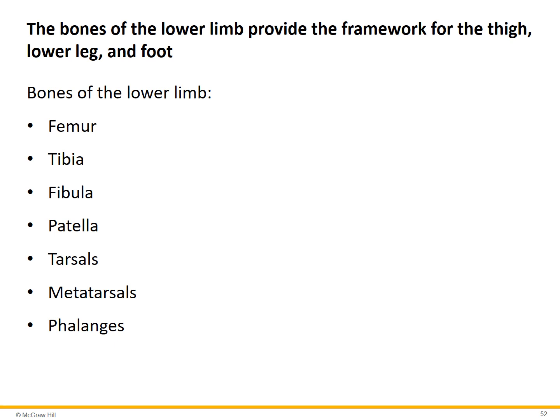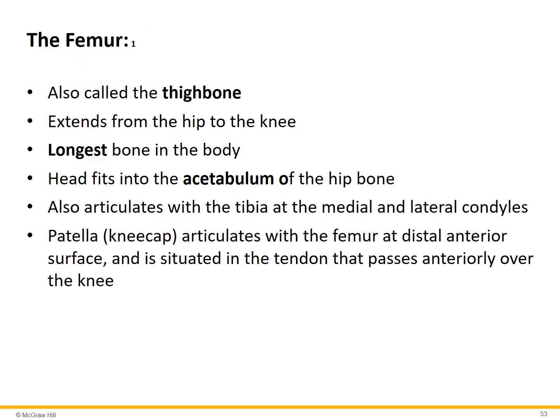Okay, let's look at the bones of the lower limb. So we have the femur, tibia, fibula, patella, ankle, tarsals, foot, metatarsals. Phalanges is also the term referring to the toes. The femur is also called the thigh bone. This extends from the hip to the knee. This is the largest bone in the body. And the head, again, is going to fit into the acetabulum of the hip bone.